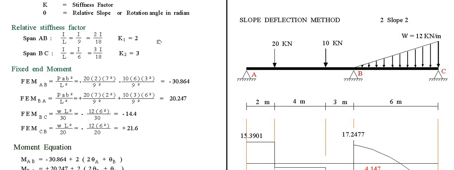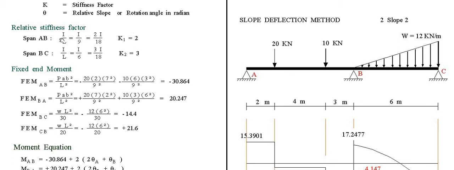The first one is relative stiffness factor, meaning relative, related to each other. Now here the distance AB is 9 and BC is 6. The distance of 6 is much shorter than AB, the 9. So BC is with a stiffness factor of 3, while AB is 2. Okay, how to find this?